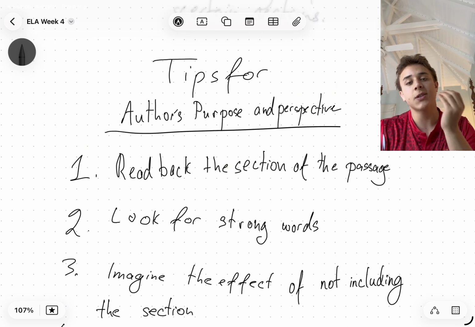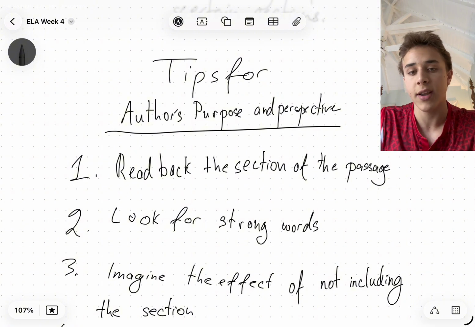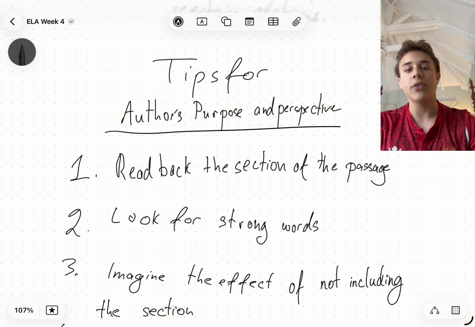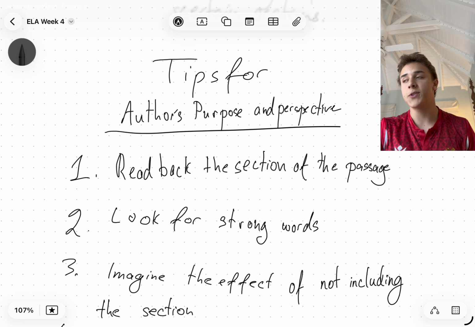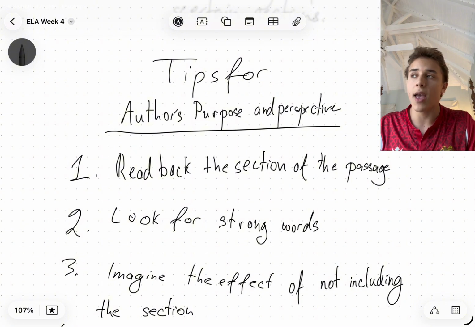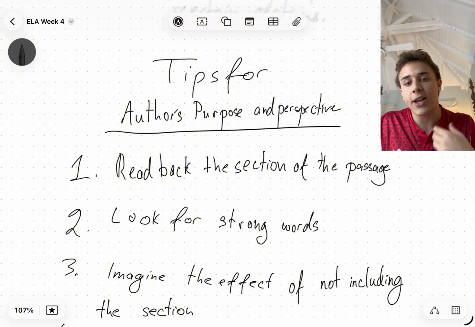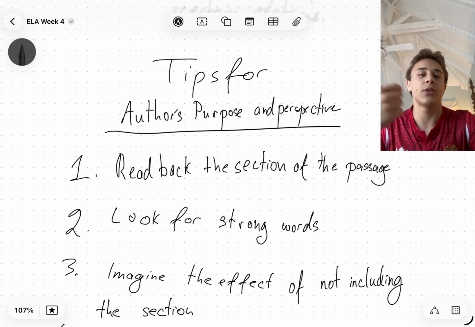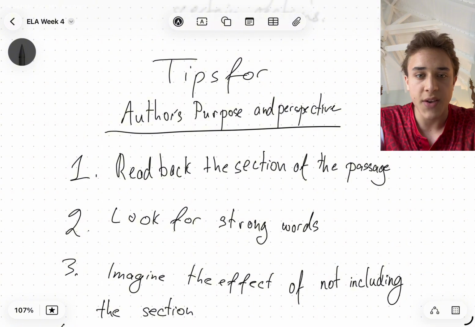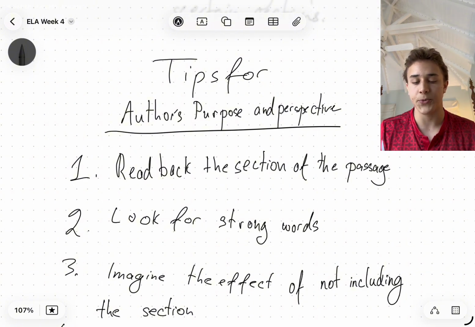So first of all, you want to always look back at the part of the passage where the section you're looking at is from. And not only that, you want to read a few sentences before and a few sentences after, because you want to know the context so that the section you're reading makes sense. You also want to know the immediate effect, because usually that's where you're going to find the result or the impact of that in the passage.